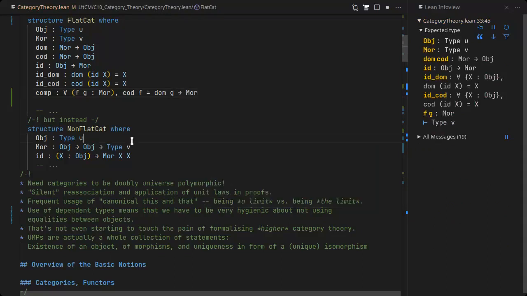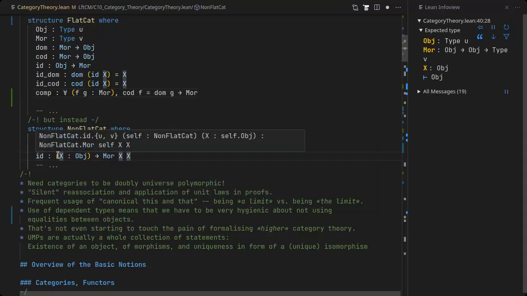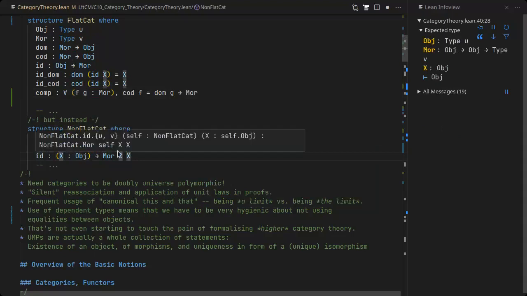So, and see, in the dependently typed version, you will just be able to write identity for each object. It's a morphism from X to X. So instead of having these 3 lines, you just encapsulate it in this 1 line.